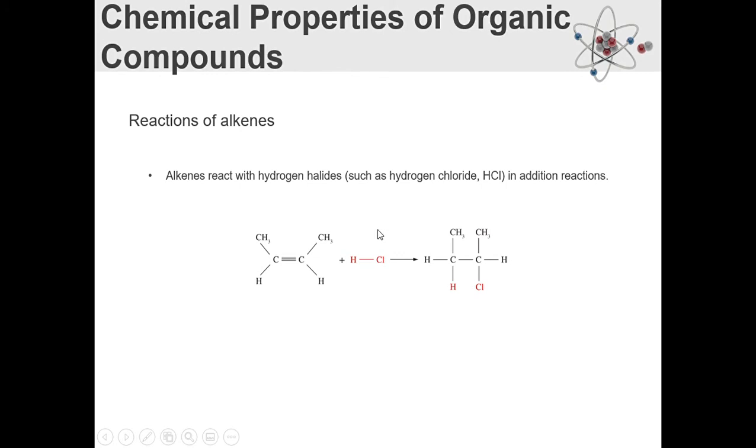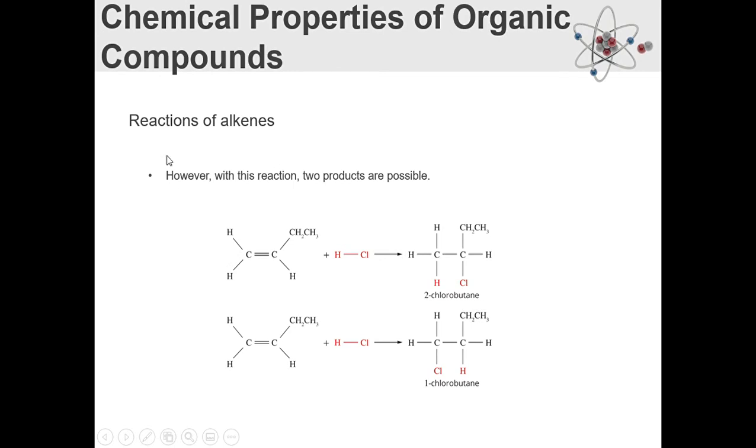So, alkenes react with hydrogen halides such as hydrochloric acid in addition reactions, as we've spoken here. I was going to talk about cis and trans isomers, but we don't have to do that this year, thank God.